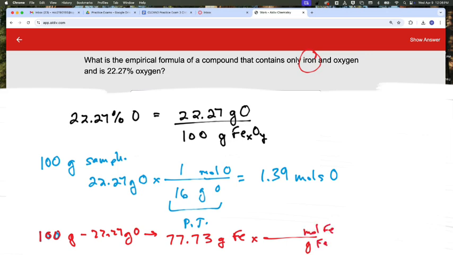I go back to the periodic table and iron was 55. Cool, look at that. 55. Make sure you write it with the proper unit. It's 55.85 grams is 1 mole. Human calculator, beep, beep, boop, boop. 1.41. See, I did such a good job. Moles of iron. So now my empirical formula must be Fe 1.41 O 1.39.